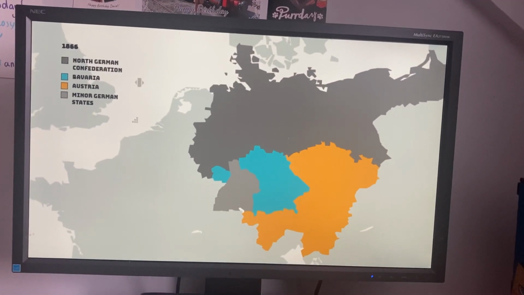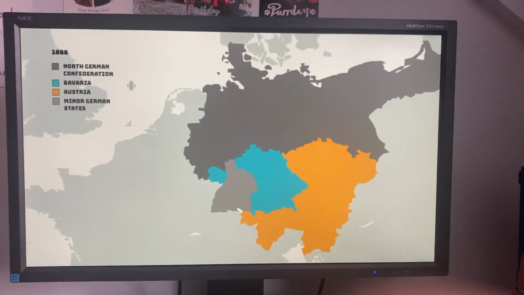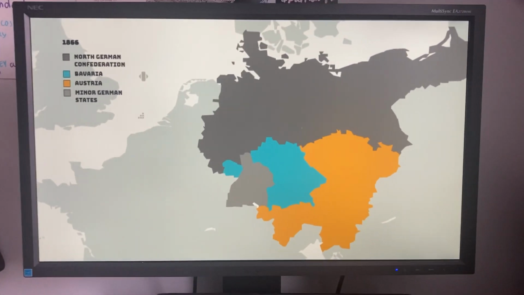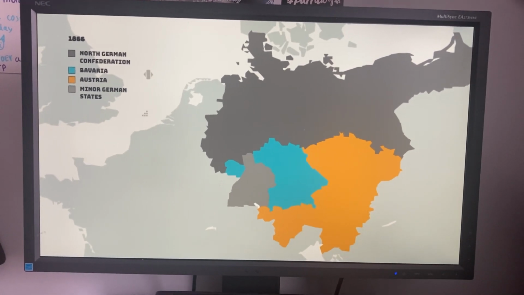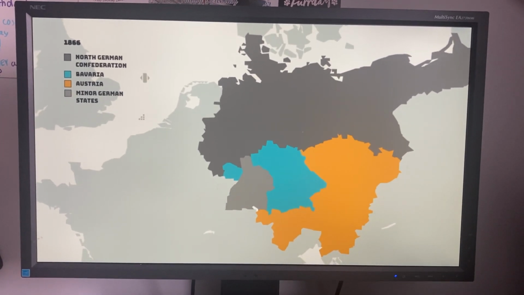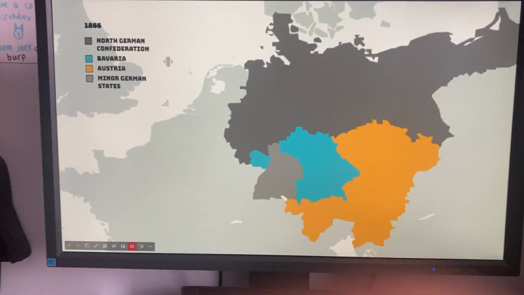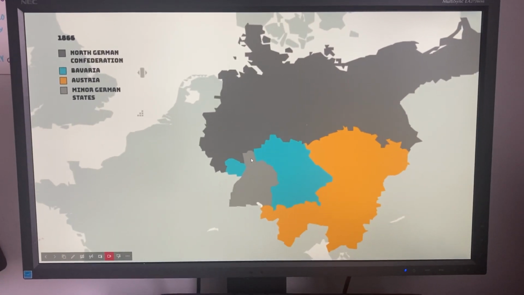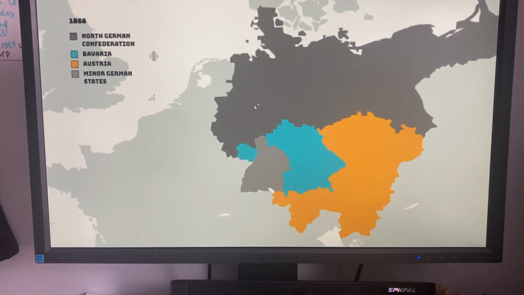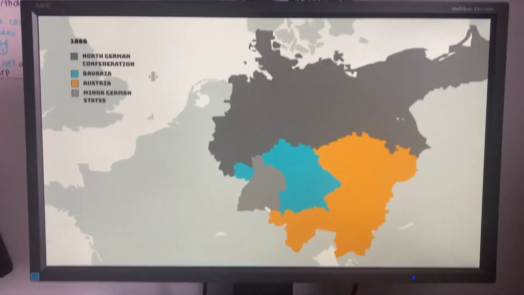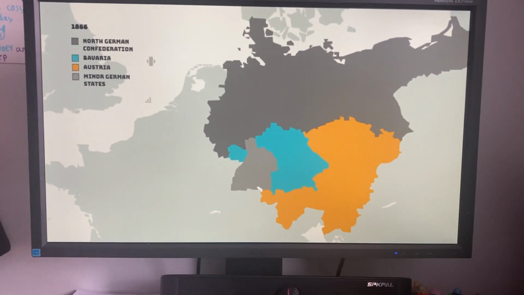So now there are only three major countries and two minor countries. There's the North German Confederation led by the Prussians. There's Austria and Bavaria. But of the minor German states, there's Brandenburg and Württemberg, and this wee little north bit here, which is Hessen. Hessen's in the North German Confederation, but not all of it. Like the Holy Roman Empire, it's very complicated and annoying.